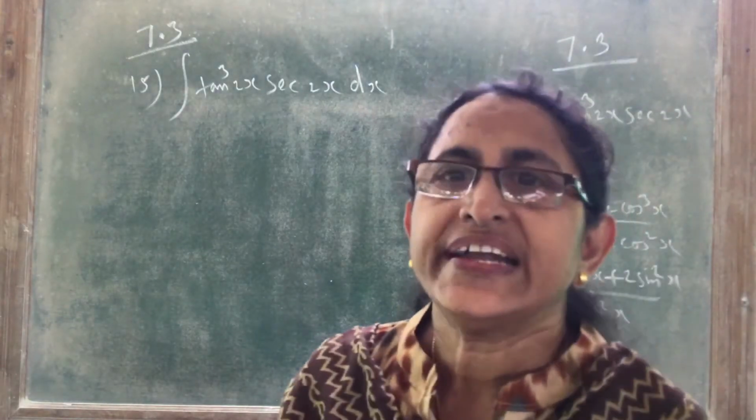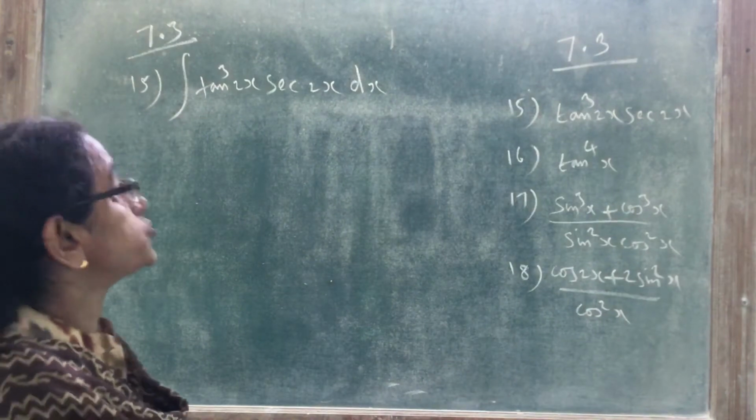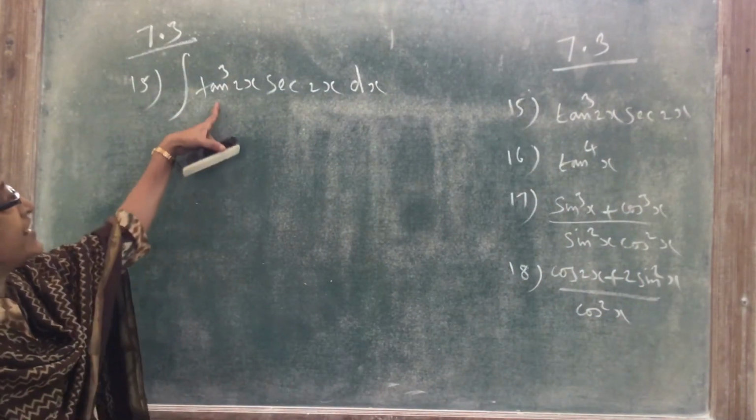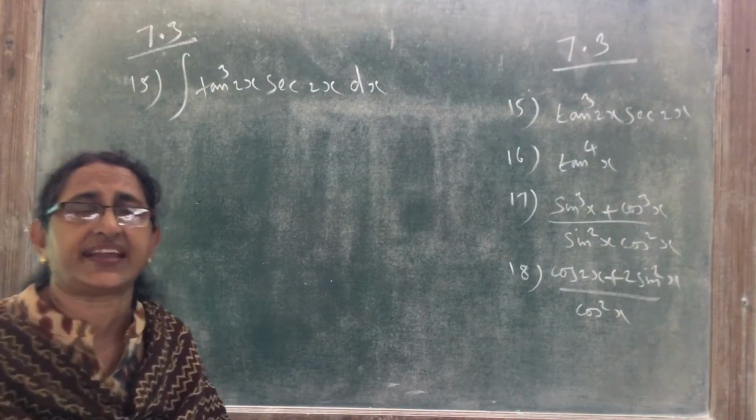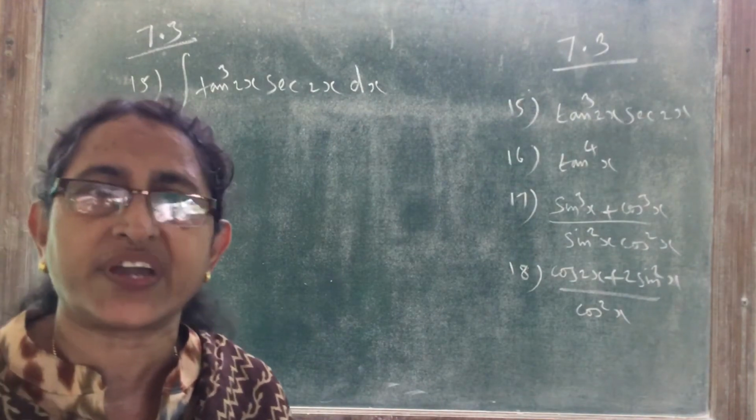The 15th one: integral tan cube 2x sec 2x dx. See here, how can we integrate this? Tan cube 2x sec 2x dx.